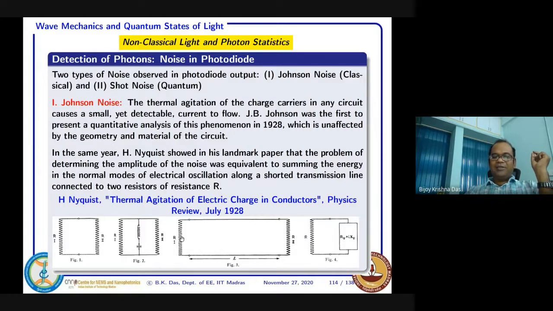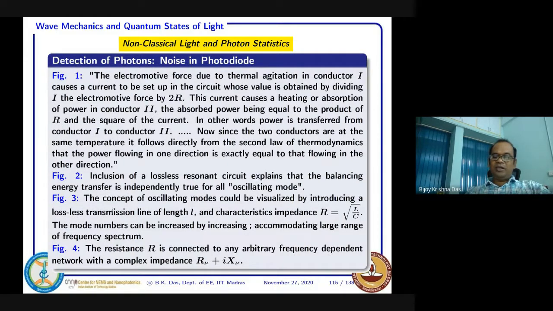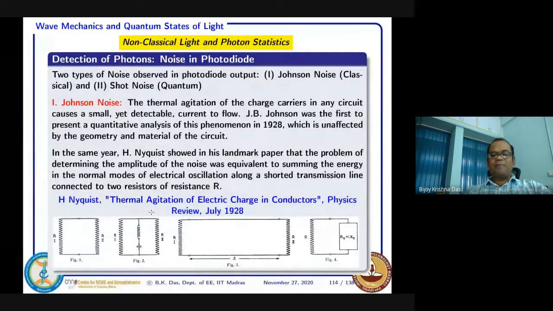How does that happen? Then he considers figure 3. Figure 3 is nothing but the same thing stretched. It is just like two resistors, which you think of separately, connected with a lossless transmission line. So instead of this lumped inductor and capacitor, you consider them not lumped but separated. Conductor 1 is here and conductor 2 is here, with their resistors, separated by length L, and that is lossless.